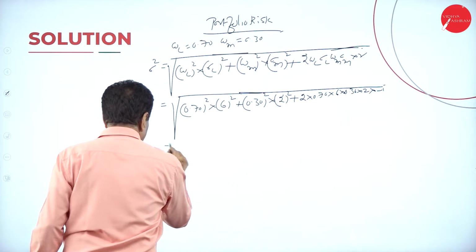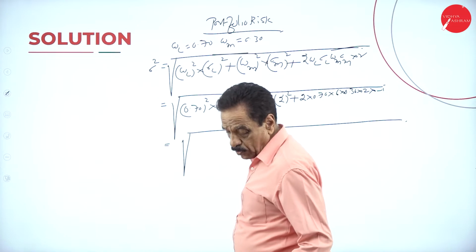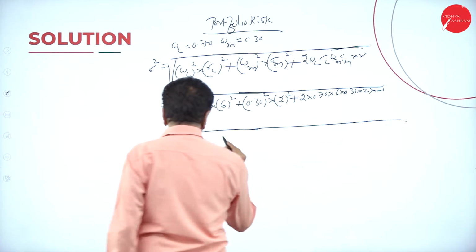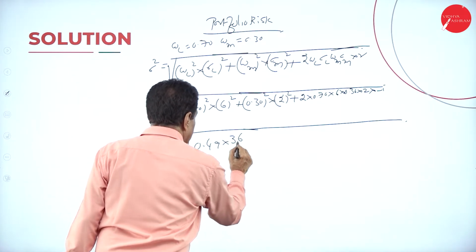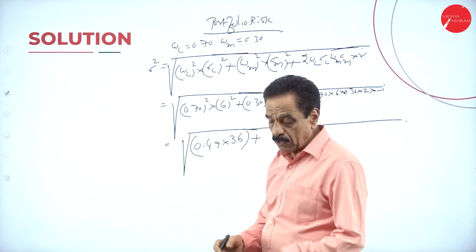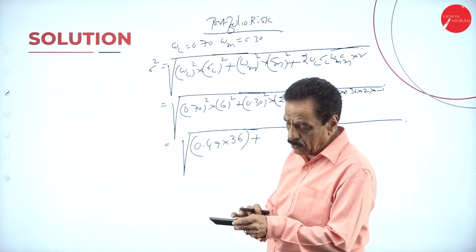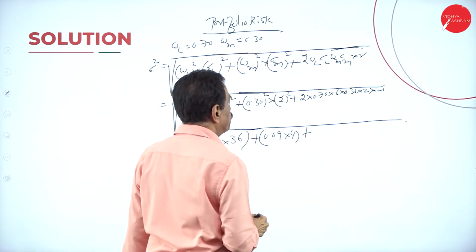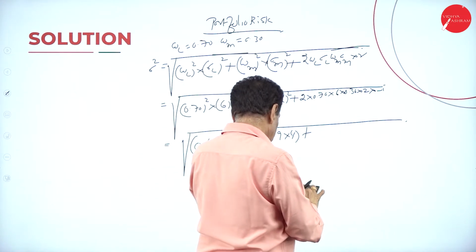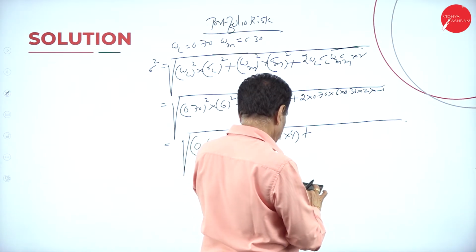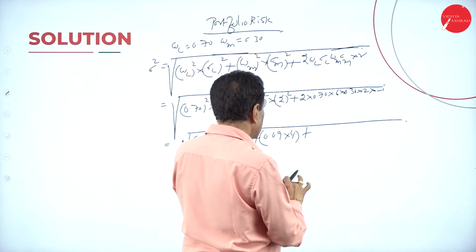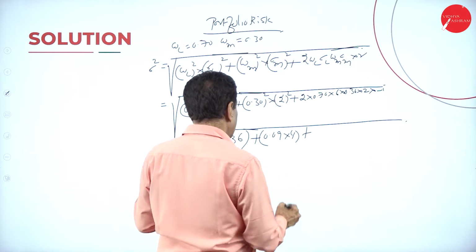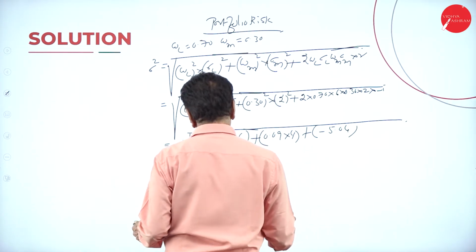This is root of, slowly we can do, 0.70 into 0.70, 0.49 into 36, plus 0.30 into 0.30, 0.09 into 4, plus 2 into 0.70 into 6 into 0.30 into 2 into minus 1, minus 5.04. Root of this.